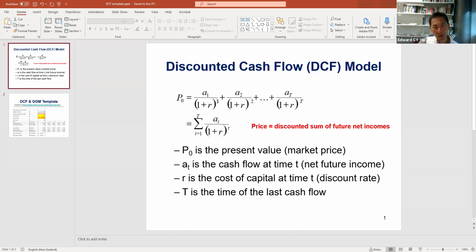Then we discount it to the present value by this (1 + R)^T denominator. Then the second year, until the end of the lease. So we can write it in a summation form where P0 is the present value or the market price of the asset, and A_T represents the cash flow at year T. In housing, it refers to the net future income, and R is the discount rate, and capital T refers to the time of the last period, say, for example, the end of the lease.